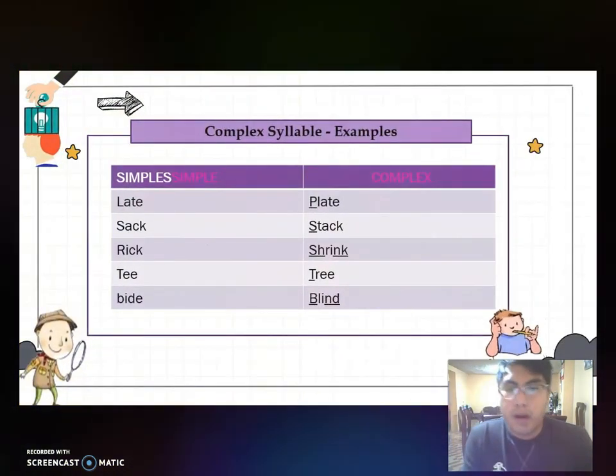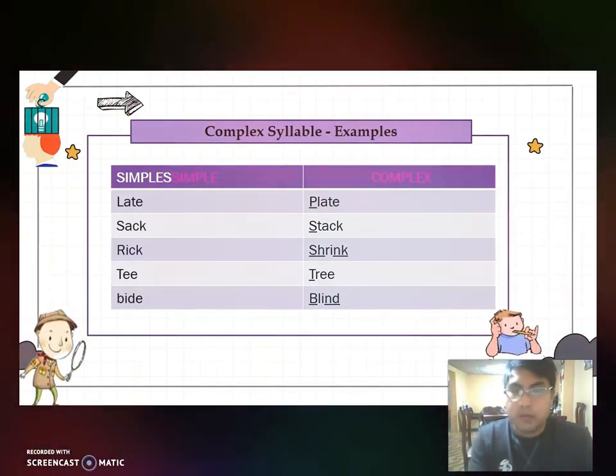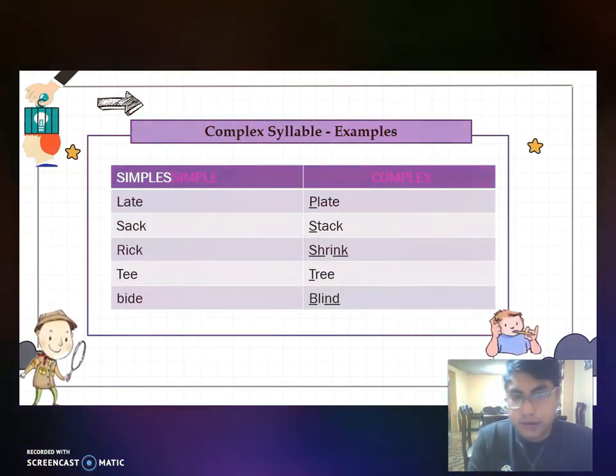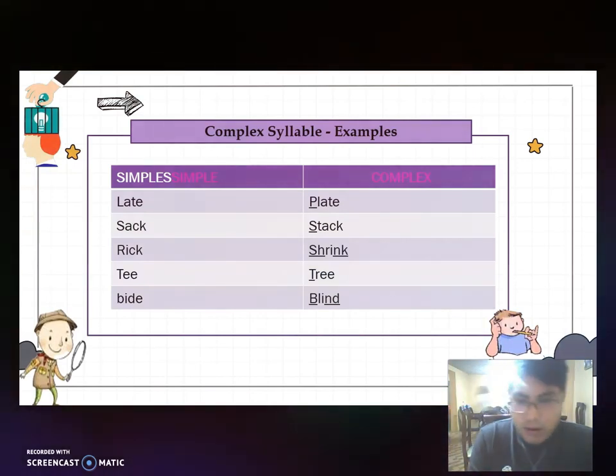Also, we have complex syllable examples and simple syllable examples. For example, we have simple: late, tea, tree, bag; and complex: plate, shark, stack, drink, blend.